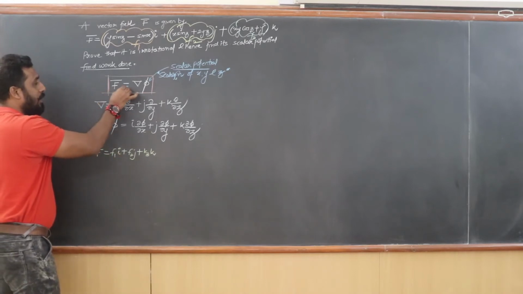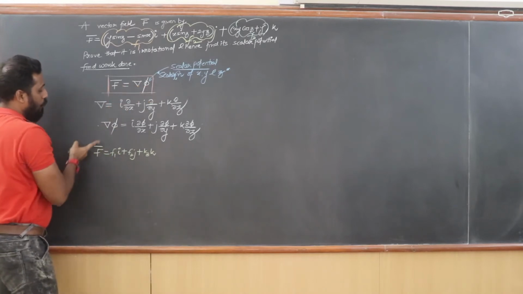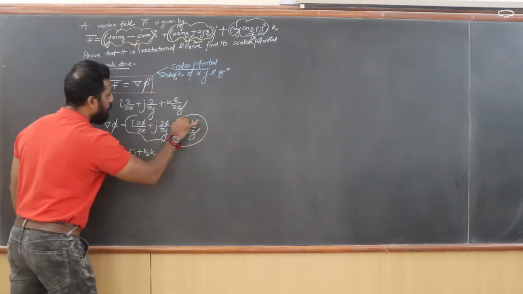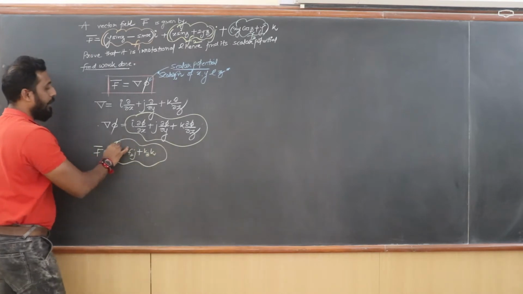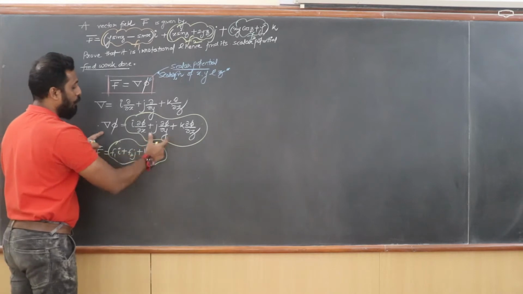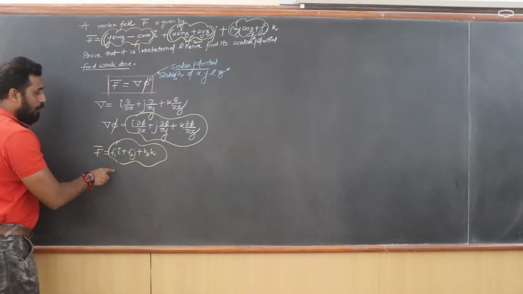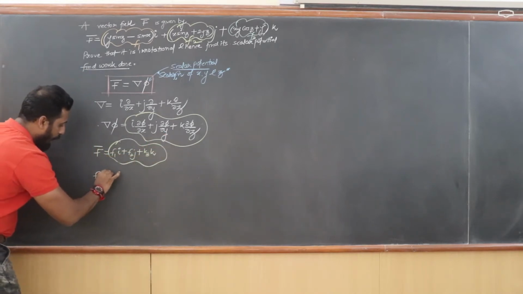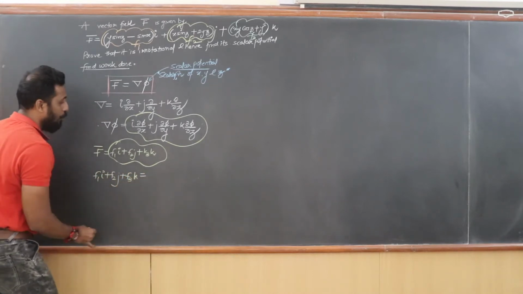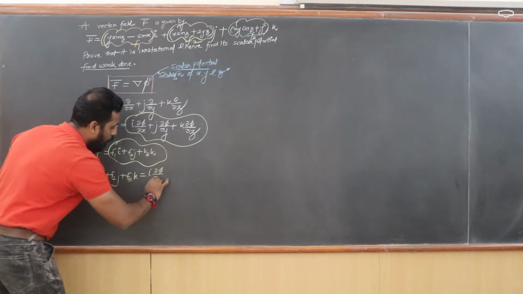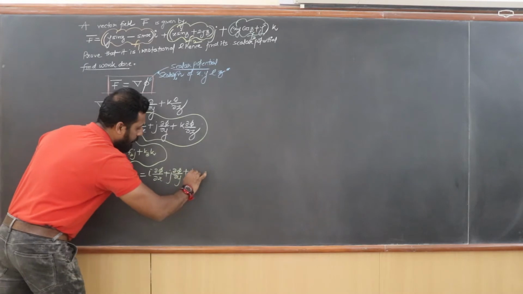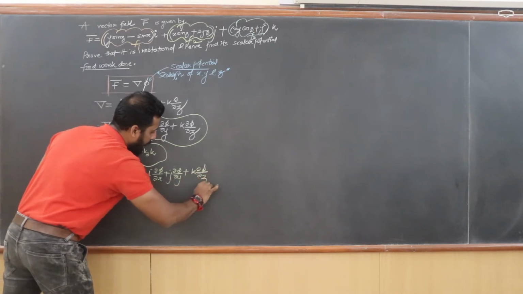So if I write F bar as F1 i plus F2 j plus F3 k, and I know this is del phi, and previously I have written F bar is equal to del phi. So if F bar, which is the left hand side, is equal to del phi, which is the right hand side, these two values can be equated. So I can write F1 i plus F2 j plus F3 k is equal to i dou phi by dou x plus j dou phi by dou y plus k dou phi by dou z.